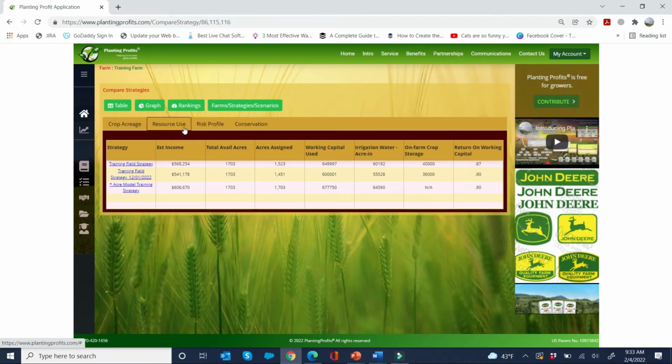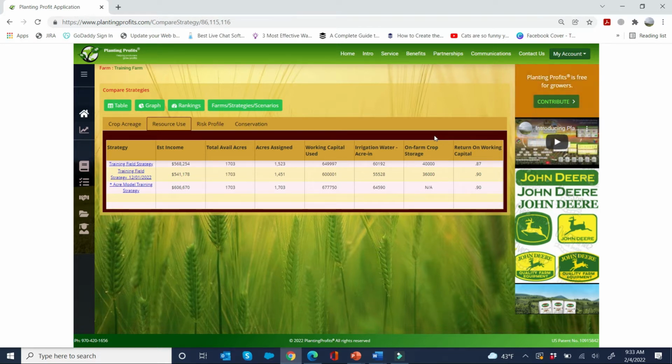The next tab is Resource Use. This table compares amounts of each resource used for each strategy. Working capital always appears in the resource table, since it is a required resource. All other resources are optional and only appear in this table if they are included in a given strategy.